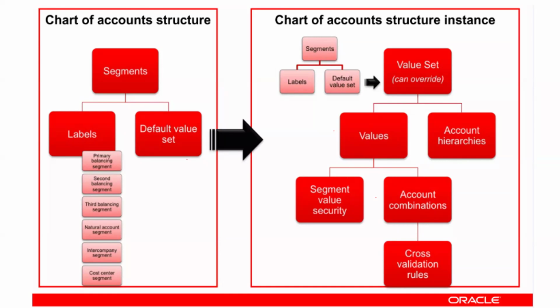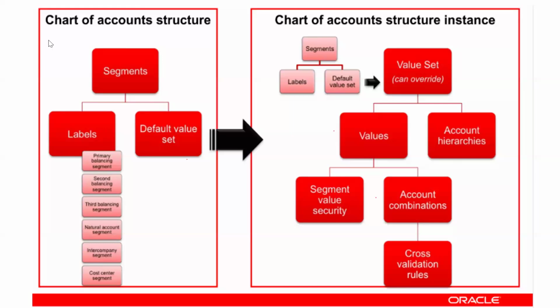Here at the chart of account structure level we configure segments. The system will allow you to configure up to 30 segments in the Oracle Fusion application. As best practice, you can configure up to 7 to 10 maximum segments, but the system will allow you to create up to 30. At each segment level, we can assign labels and value sets. We will discuss what a segment label is and what a value set is.